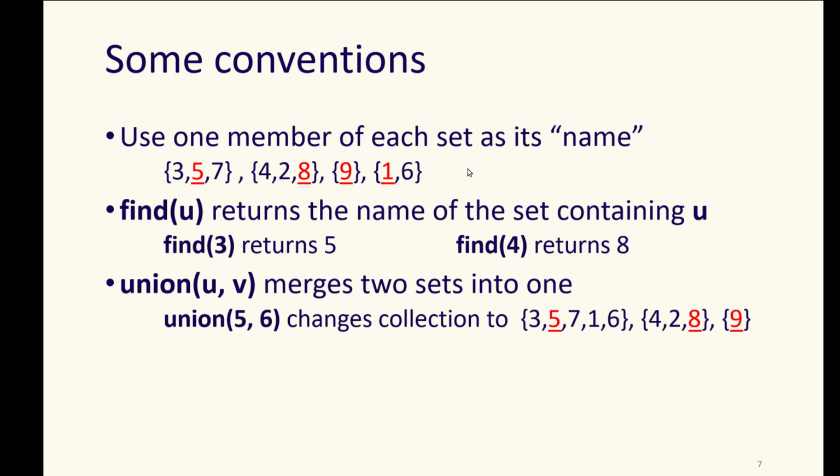And then our union operation merges the two sets into one. So if I said, give me the union of the set that contains 5 and the set that contains 6, 5 happens to be the identifier from that set, and 6 happens to be one that was not the identifier, so I would find the identifier and I would merge those sets.